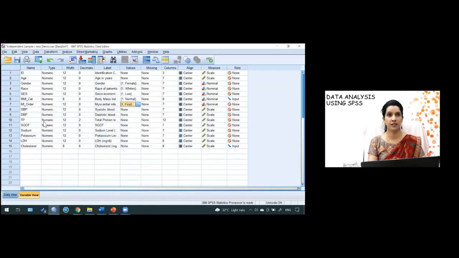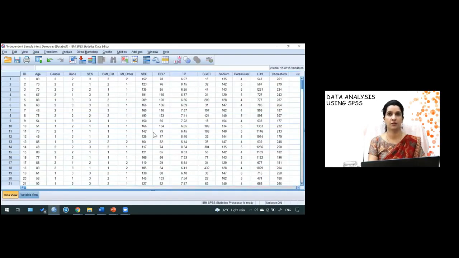The other things: SBP is the systolic blood pressure, DBP is the diastolic blood pressure, TP stands for total protein, SGOT is normal SGOT, then sodium level, potassium, LDH and cholesterol. These are self-explanatory, so that's why they're written in short form here. So this is the data sheet, and if I come to the data view, you can see everything is a whole number except the total protein, because we have fixed that up to 2 decimal points. Otherwise everything is in whole numbers.